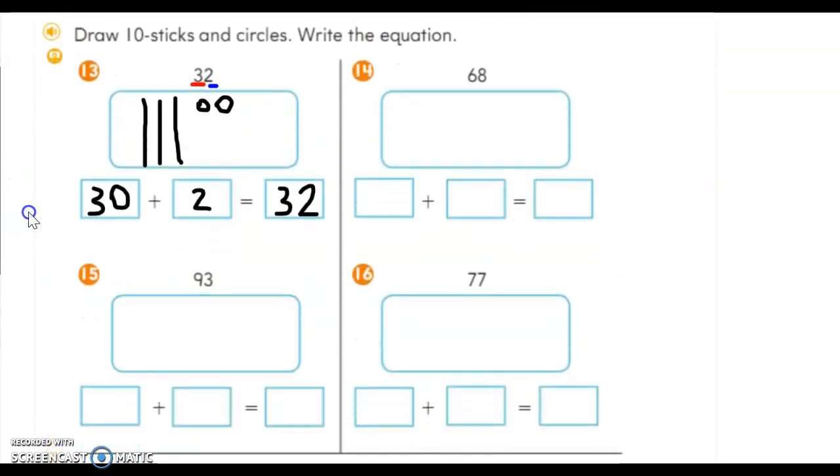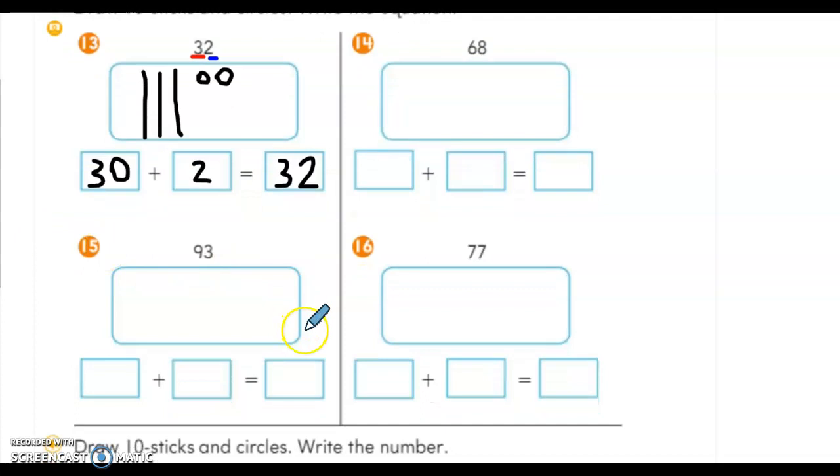Which one looks like one that we want to do? Let's do 93. This one, we'll do number 15, 93. All right, so let's check the tens place first. There's 9. We have to make 9 10 sticks. Ready? 1, 2. Oh, you know what I should be saying? I should be saying 10, 20, 30, 40, 50.